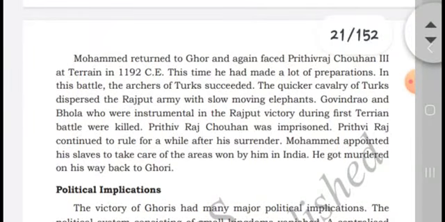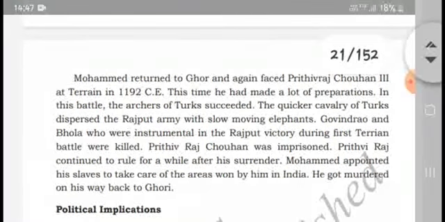Muhammad Ghori returned to Ghor, and again he faced Prithviraj Chauhan. As I said in the last video, Prithviraj Chauhan defeated Muhammad Ghori at Tarain in 1190 CE. So this time Muhammad Ghori made a lot of preparation.